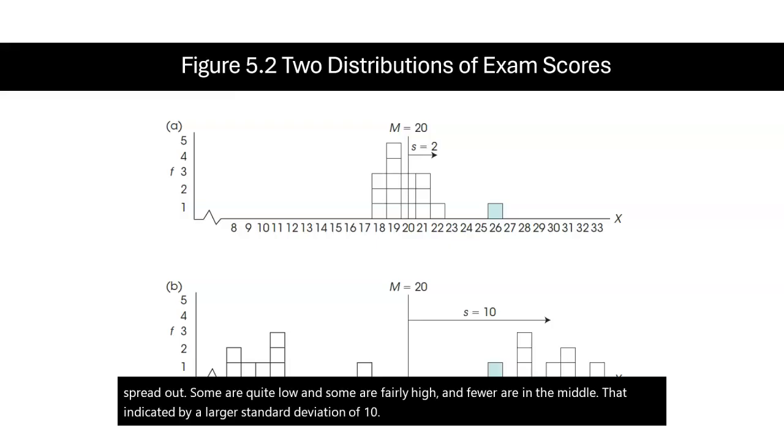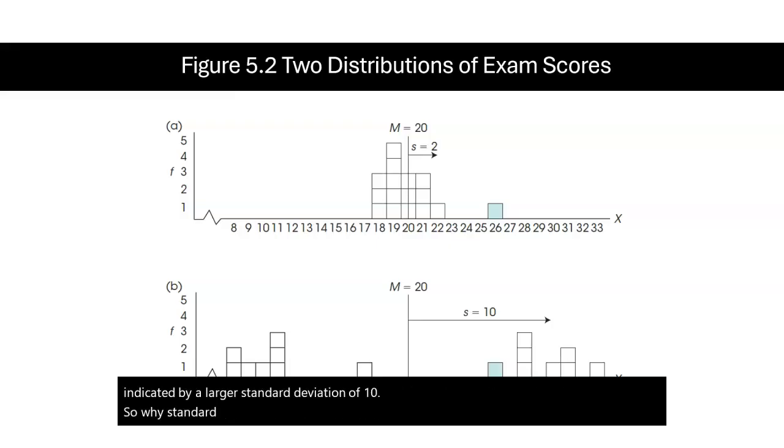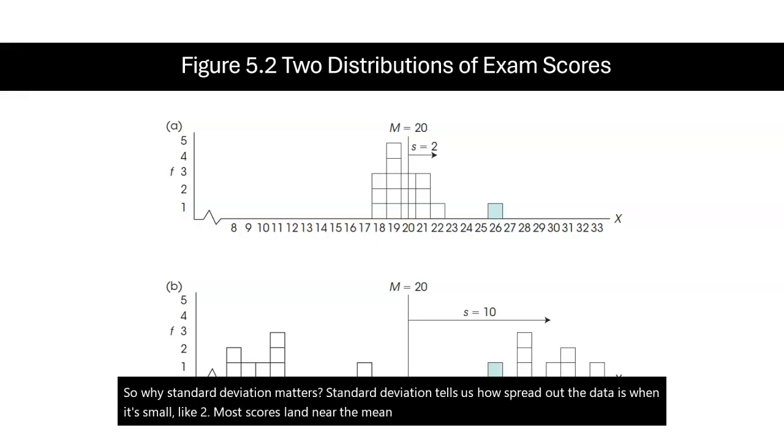So why does standard deviation matter? Standard deviation tells us how spread out the data is. When it's small, like 2, most scores land near the mean. When it's larger, like 10, there's a wider range of scores.